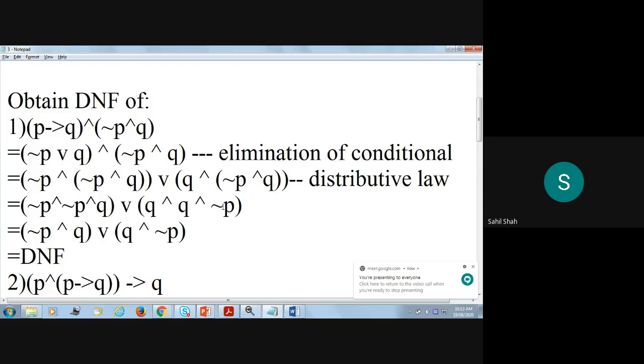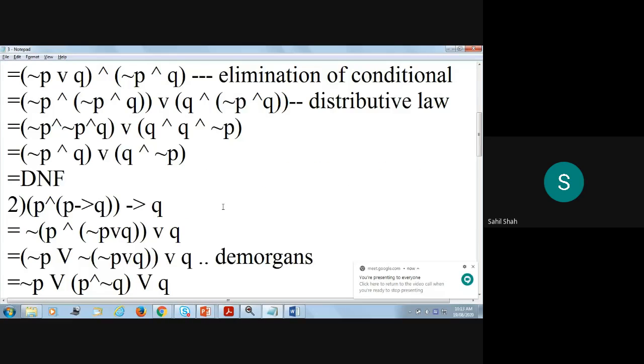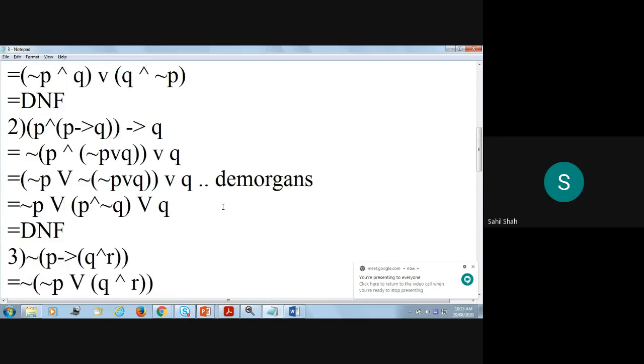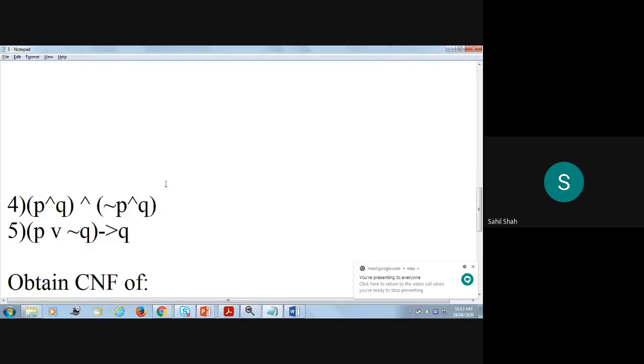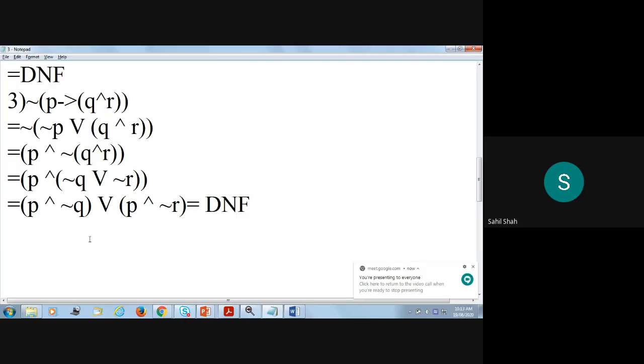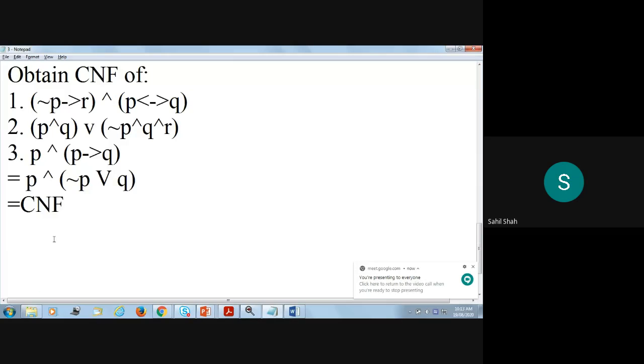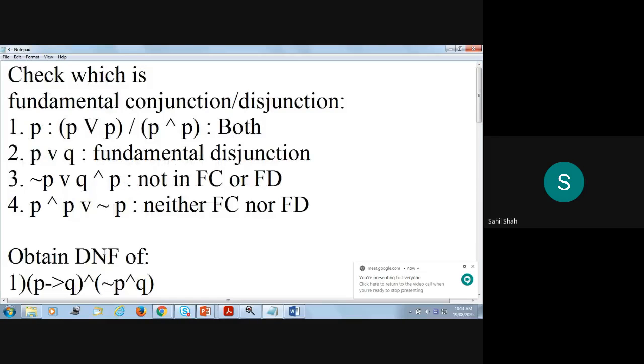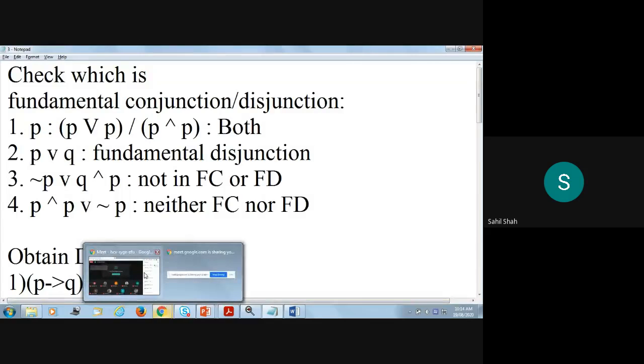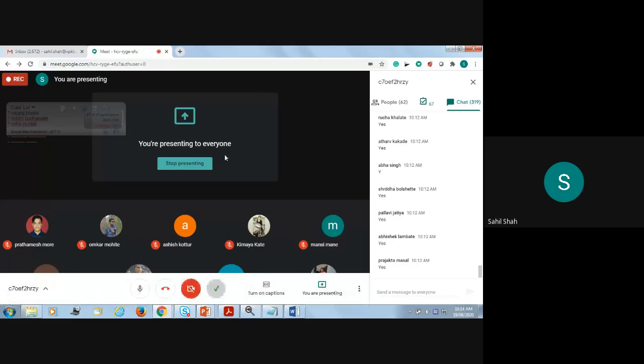This is for DNF. I will post this on your classroom as well. No need of snapshot as well. I will post this today on your classroom. This is not an assignment, but you may try as a homework, both the CNF as well as the DNF, as per your understanding. Before we stop for today, let me stop my presentation.